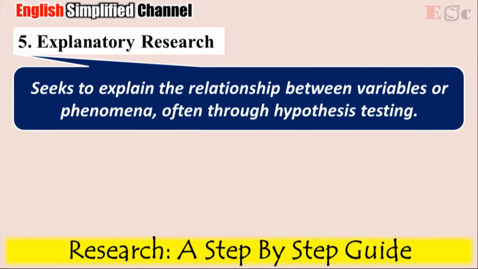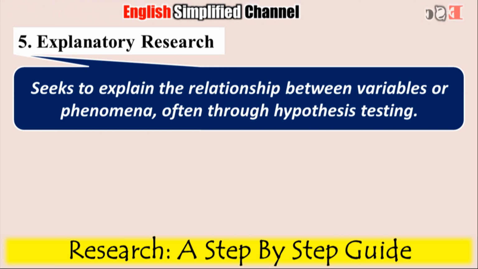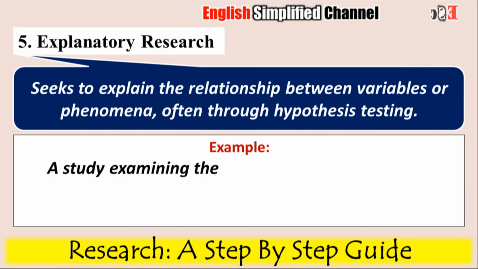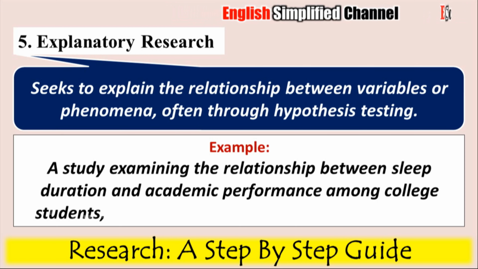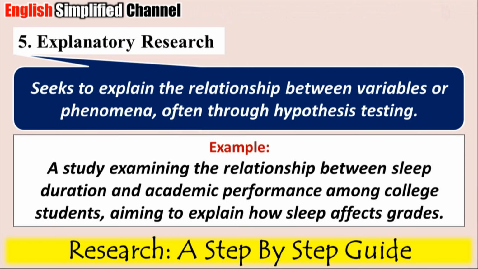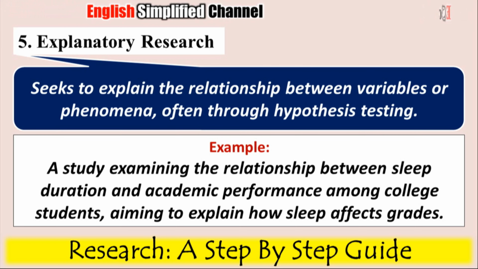5. Explanatory research. This type of research seeks to explain the relationship between variables or phenomena, often through hypothesis testing. Example: a study examining the relationship between sleep duration and academic performance among college students, aiming to explain how sleep affects grades.